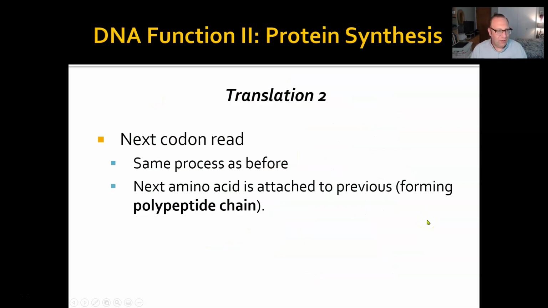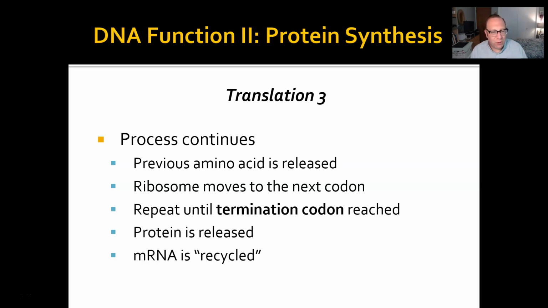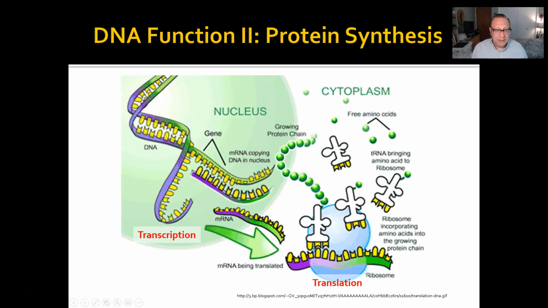All right. So next codon is read, same process as before, and then we keep going until the termination codon is reached. So one of those 3 termination codons, they don't code for an amino acid. They simply tell the ribosome to stop and to release the protein out into the cell to do what it's going to do, and to then send the mRNA to go out, where other enzymes will break it back into nucleotides that can be recycled. It's a nifty little process.